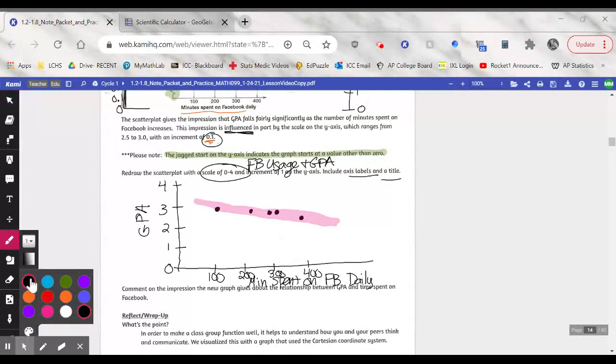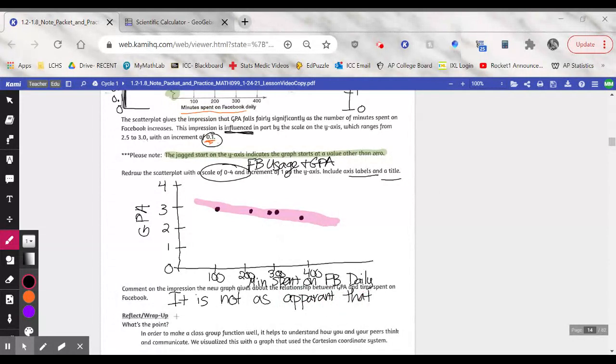So a comment on the impression that this one gives us is that it is not as apparent that time spent on Facebook negatively affects, or you could say lowers, GPA.